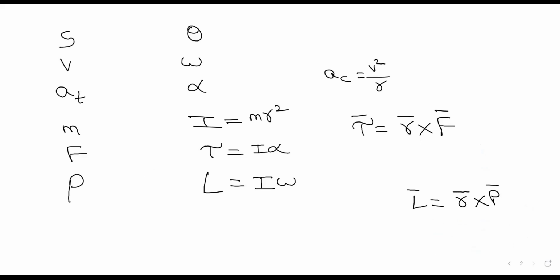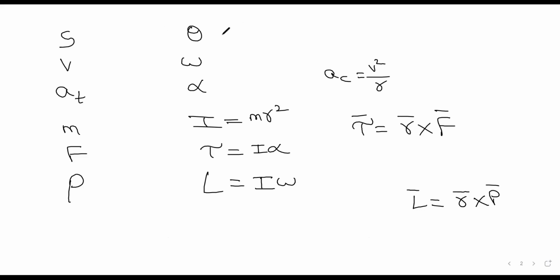Next thing, the kinetic energy is the same. Half mv square becomes half I omega square. Next, what is the relation between s and theta when radius r is given? s equals r into theta.